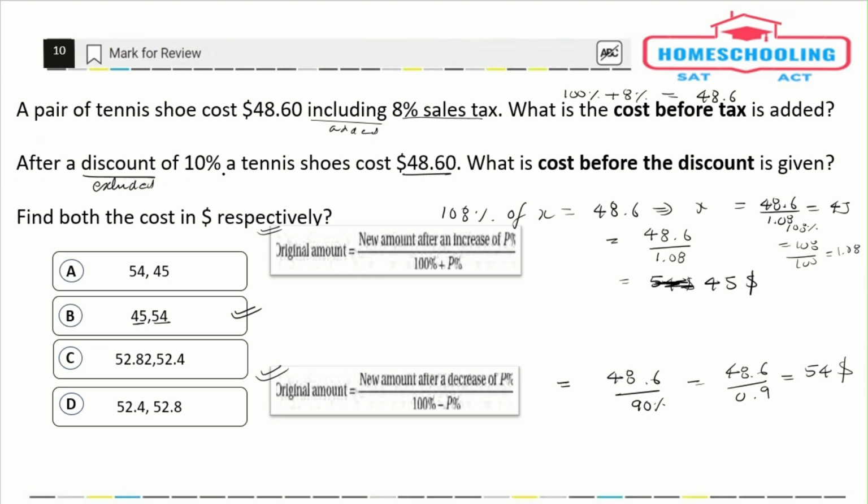Similarly, after a discount of 10%, that would be 90%. 90% of x is 48.6. So x would be 48.6 divided by 0.9, so that would be $54. So either you can use the formula, or you can make this equation.